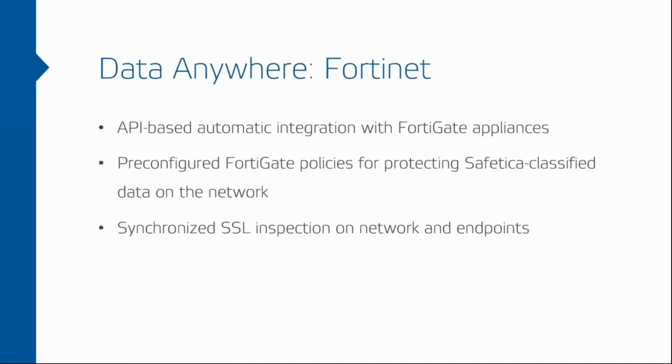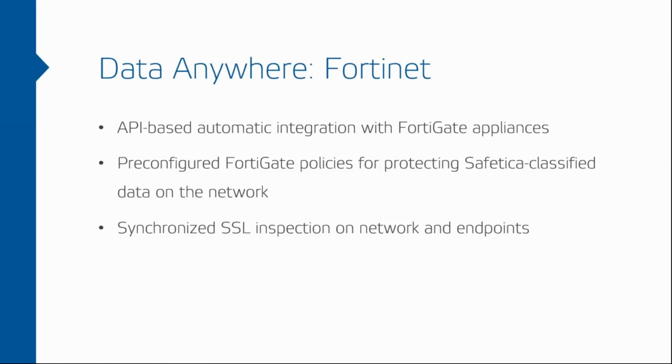So let's dive into Fortinet. What the new version is bringing is actually integration with FortiGate based on API level. That means that Safetica through Fortinet APIs is able to connect with FortiGate appliances, and it can do automated configuration of these appliances. And the two things that are already available in the version is that Safetica can classify data. We are very strong and confident in our data classification.